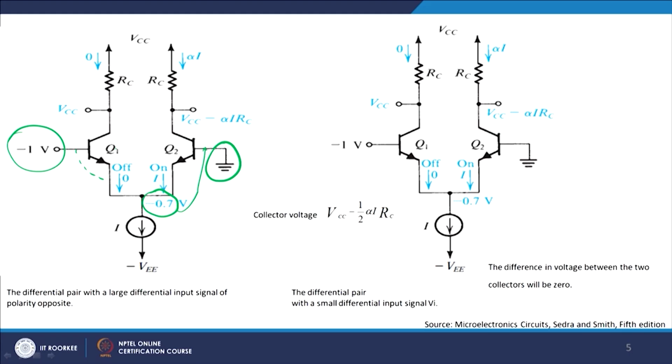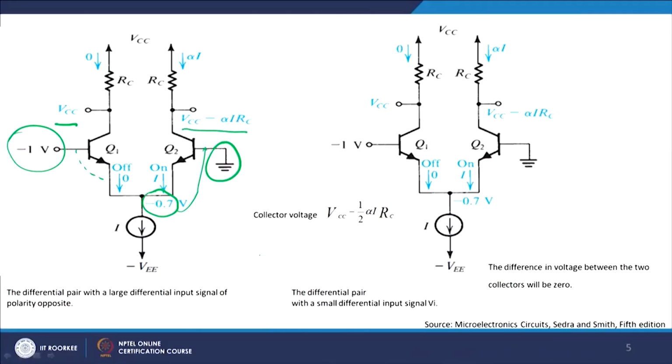Why is Q1 going off? Because you are reverse biasing the emitter base junction, and therefore Q1 goes to the off state. But this ensures that Q2 goes to an on state, because a minimum 0.7 volt is already there between the emitter base junction. Therefore the reverse will happen: my V out 1 will be equal to VCC and V out 2 will be equal to VCC minus alpha times IC, and therefore the output will actually be equal to minus alpha IRC. Assuming alpha to be approximately equal to 1, I get output equal to IRC.